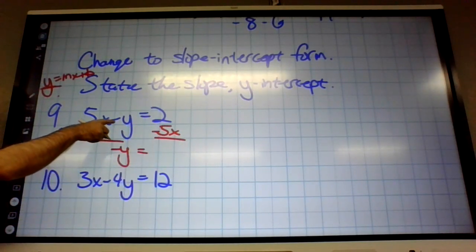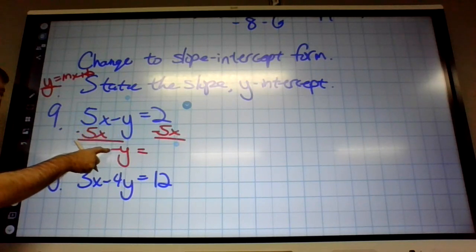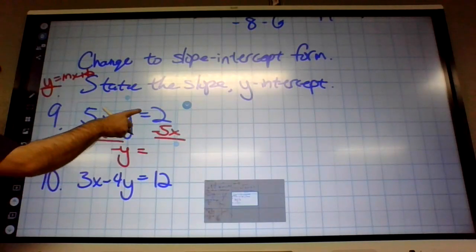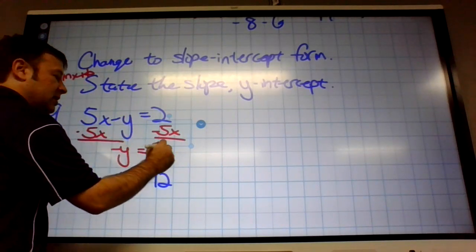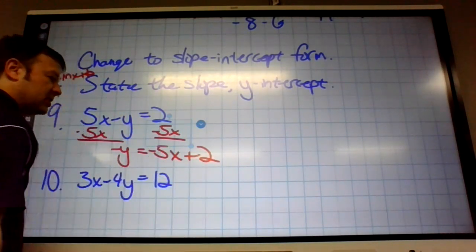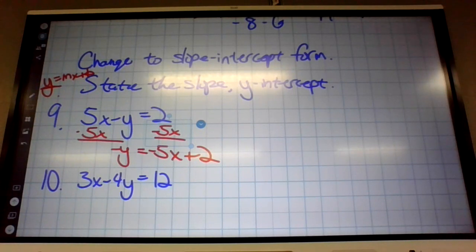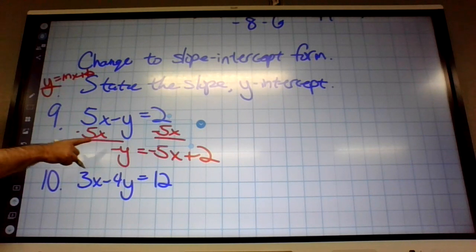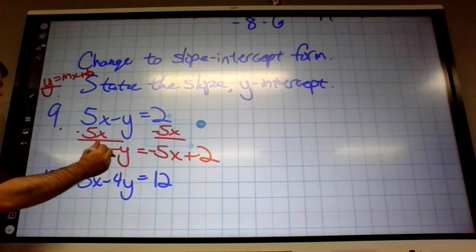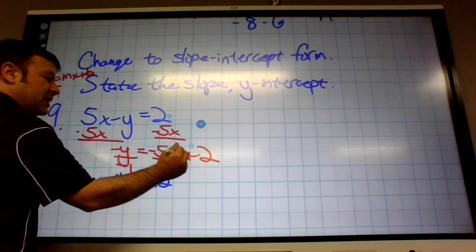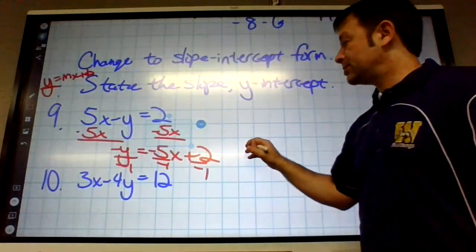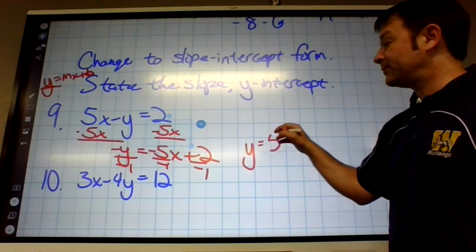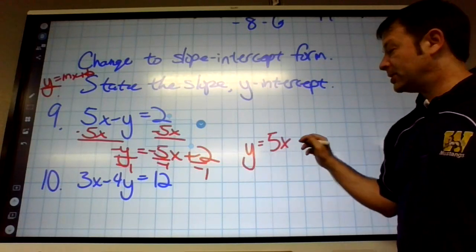Okay, a lot of you are forgetting to bring that negative down, by the way. What is 2 minus 5x? We're going to leave it negative 5x plus 2. Then how do we get rid of this negative? Divide by negative 1. When you divide by negative 1, it just switches all the signs. So it's y equals positive 5x minus 2.